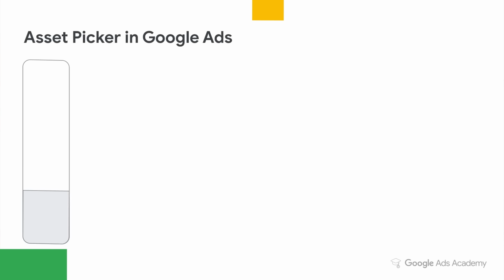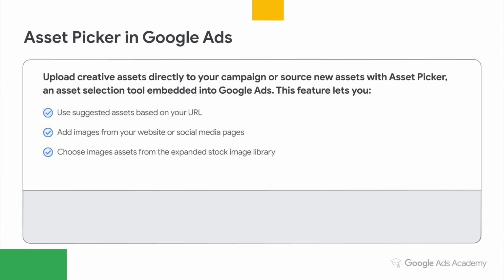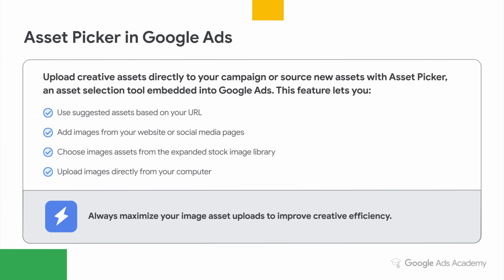As I just explained, supplying a variety of videos and images is critical to unlocking the full potential of AI-powered campaigns. But we know creating a large variety of high-quality assets can be a hassle. That's why we created the Asset Picker, which can help you add assets from suggested assets based on your URL or images from your website or social media pages. The Asset Picker unlocks inventory and improves performance across campaign types and makes adding image assets to your Google Ads campaigns simple, fast, and cost-effective.